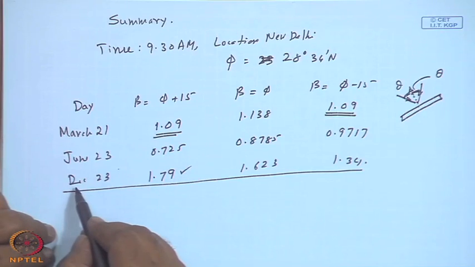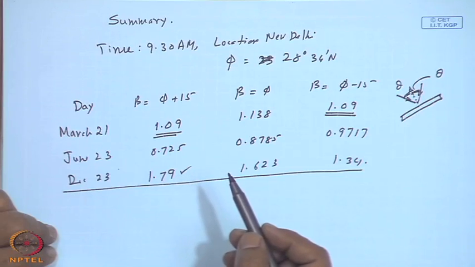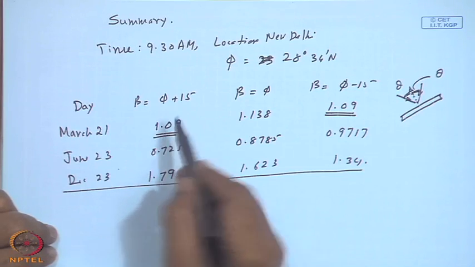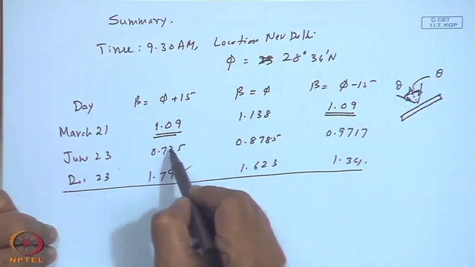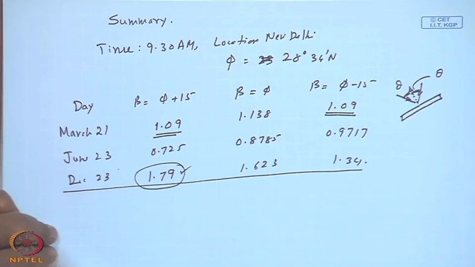And of course, for 5 plus 15 and December negative declination, you have the highest, 1.79. So, if you have a certain horizontal radiation, even if it is 1.5 times, 1.2 times the December value, you have a pretty good inclination factor if you choose the right slope.